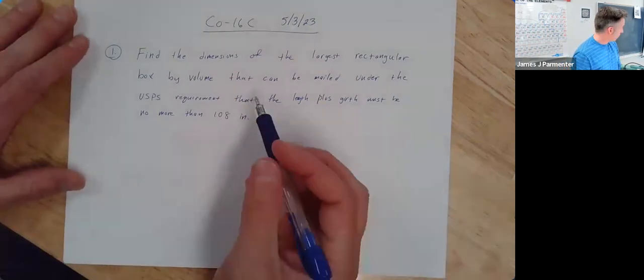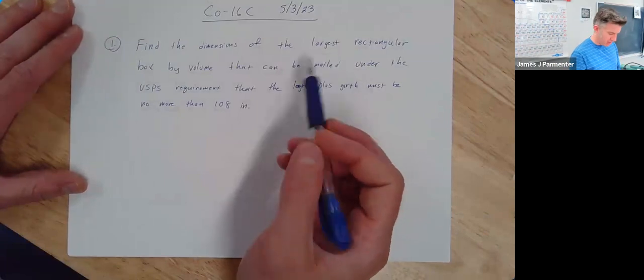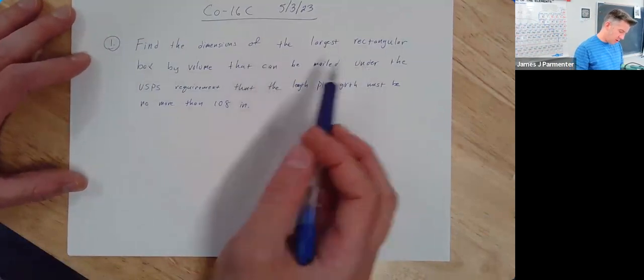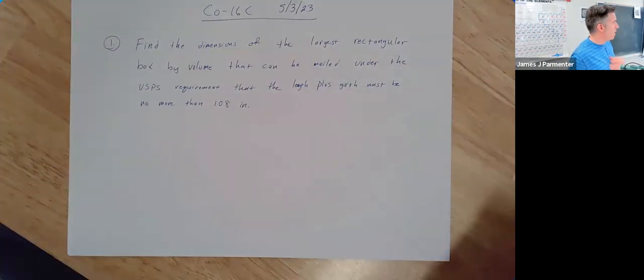So we have, let's see, the problem says find the dimensions of the largest rectangular box by volume that can be mailed under the USPS requirement that the length plus the girth must be no more than 108 inches.